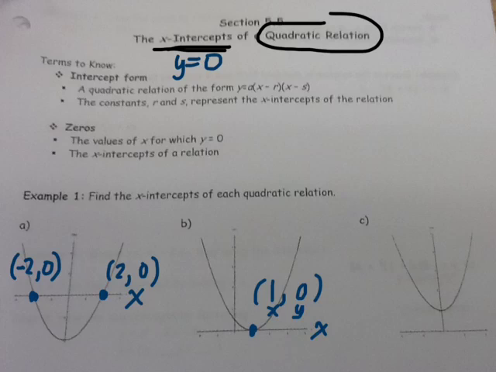So what about C? Does it cross through the x-axis? So we would say none. The x-intercepts of this relation are none. It's possible that it never hits the x-axis.